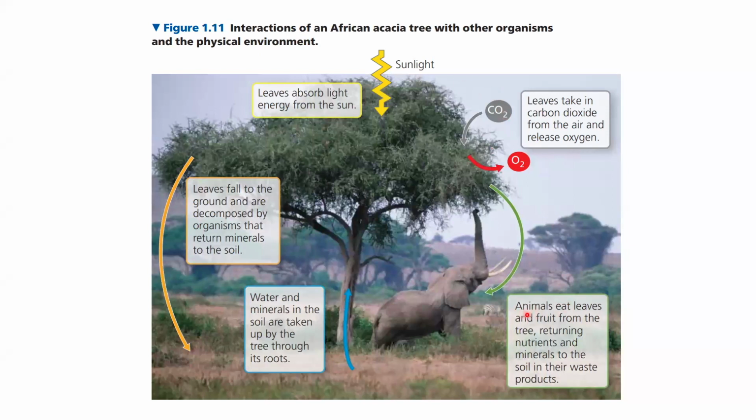And then, as they say, animals eat leaves and fruit from the tree, returning nutrients and minerals to the soil in their waste products. As in, essentially, when the elephant goes to the bathroom, it's excreting things into the soil. So it's pretty much trying to track the flow. You have this really symbiotic or close relationship where plants rely on us, we rely on plants, and there's this whole cycle.